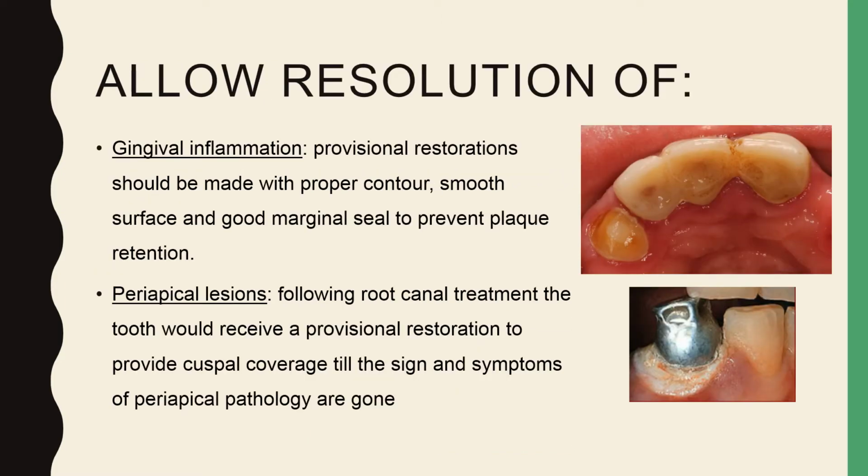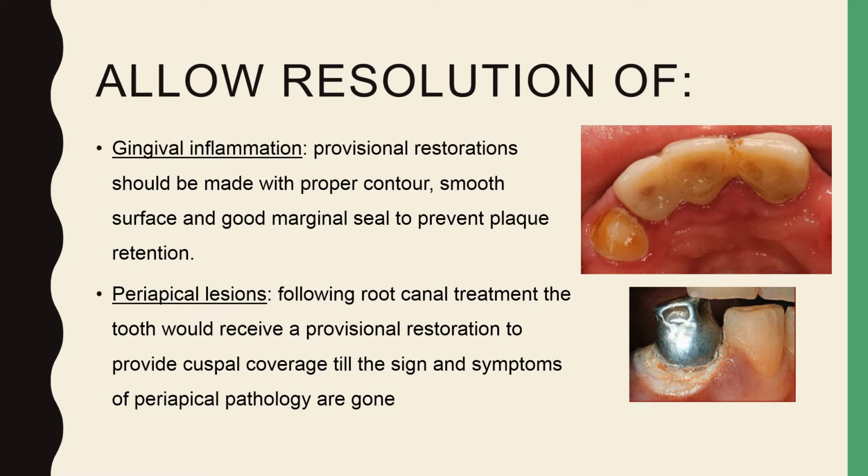The use of provisional restorations allows the resolution of active disease, such as gingival inflammation. Provisional restorations should be made with proper contour, smooth surface, and good marginal seal to prevent plaque retention. Otherwise, it would result in inflamed gingivae, which would make impression making and cementation very challenging. It also allows the resolution of periapical lesions.